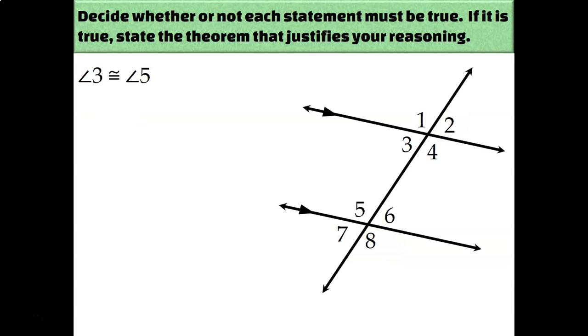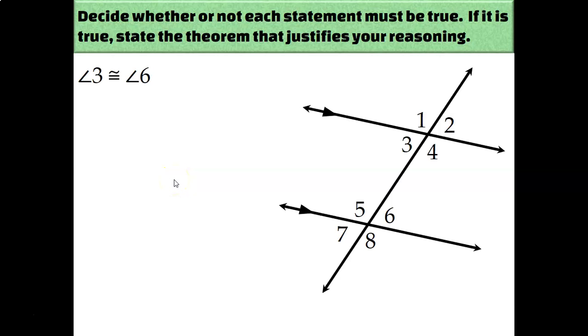What about angle 3 and angle 5? Can I say that they're congruent to each other? Well, what kind of pair of angles are they? They're consecutive interior. They're both on the left-hand side of the transversal, and they're in between the two parallel lines. That makes them consecutive interior angles. But are consecutive interior angles congruent? No. Consecutive interior angles are supplementary to each other, so this statement would be false.